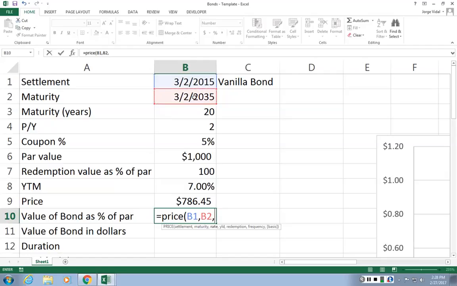Comma. Rate. And learn this very well because you see two of them. It's asking for rate and then it's asking for yield. So rate is the coupon rate and yield is the YTM. Okay. So I'm going to click on the 5%, comma, and then you click on the 7%.